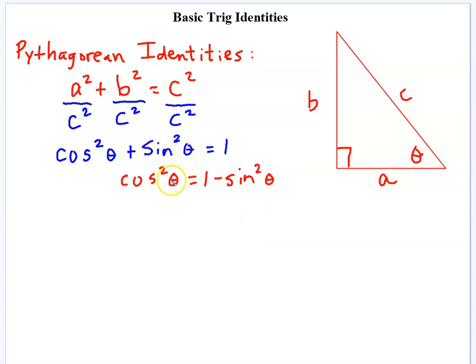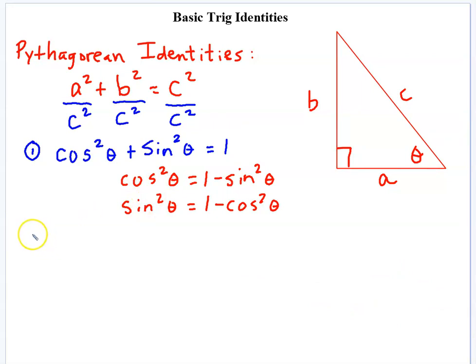And in like manner, it's true that sine squared theta is the same thing as 1 minus cosine squared theta. So pretty simple. All we did to solve for each of these is subtract the other one from both sides. Okay, so we might call this one the main Pythagorean identity, and from that we derive these other two sub-identities, if you want to think of them that way.